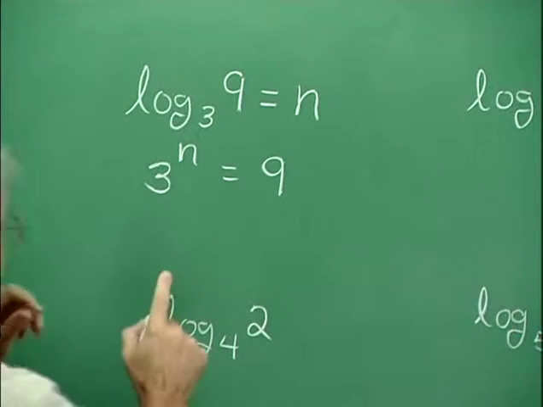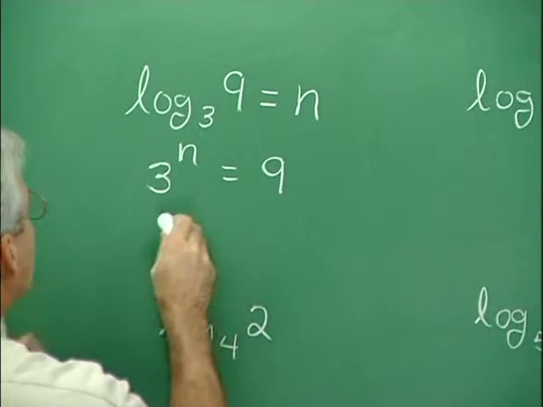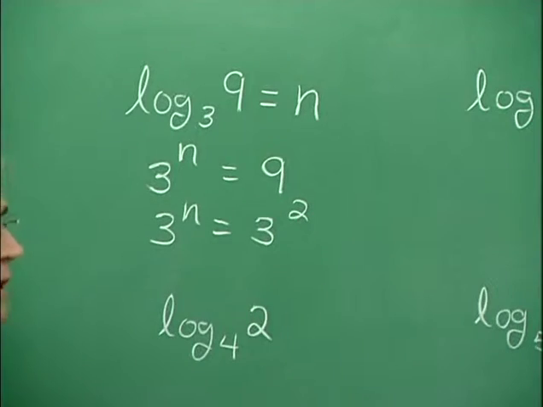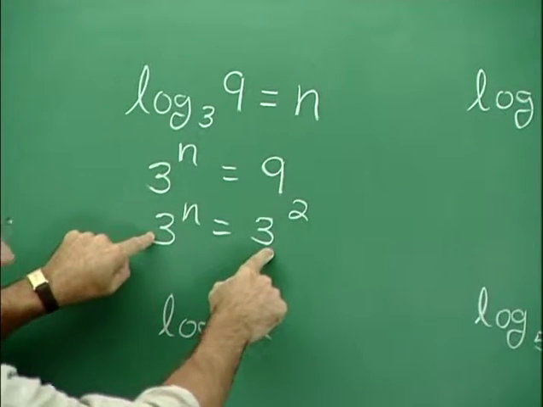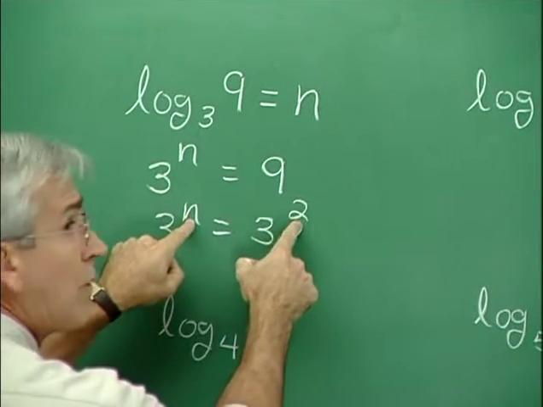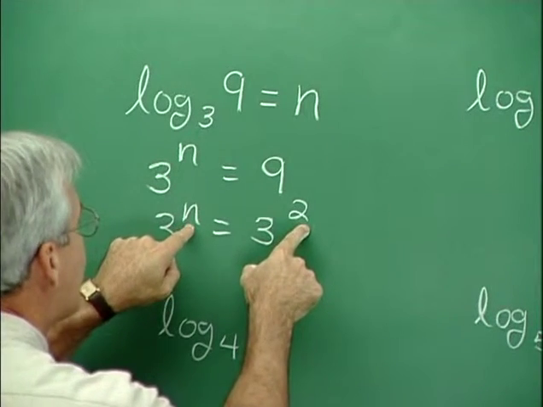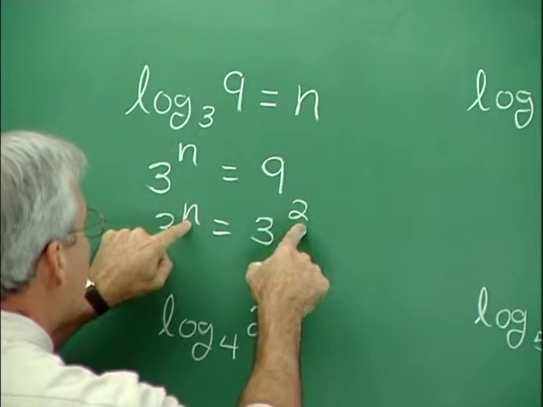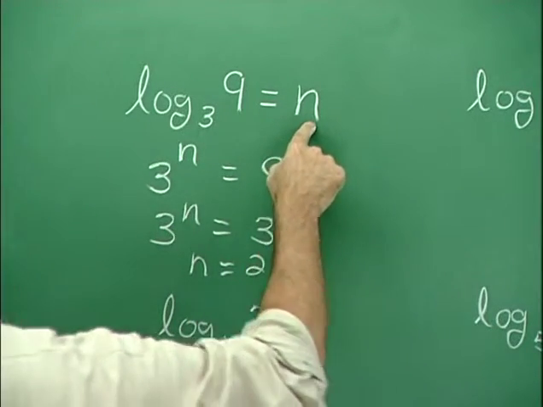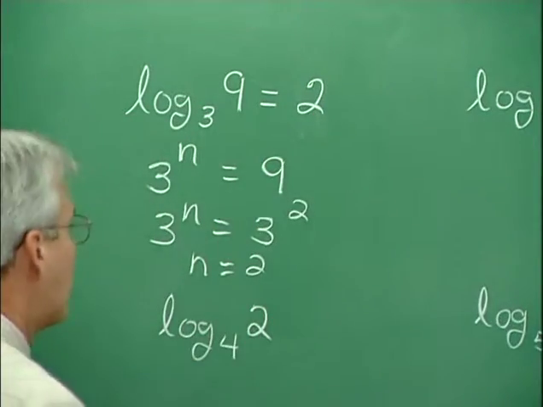And now the trick is to cause the bases on both sides to be alike. We can write 9 as 3 squared. When in an equation the bases are alike, we can set the exponents equal to one another. We jump into the exponential world by using that technique. So bases are alike, n then is equal to 2. And if n is 2, this n is replaced with 2, so we can go up here and say this is equal to 2. We're just verifying what we thought before.